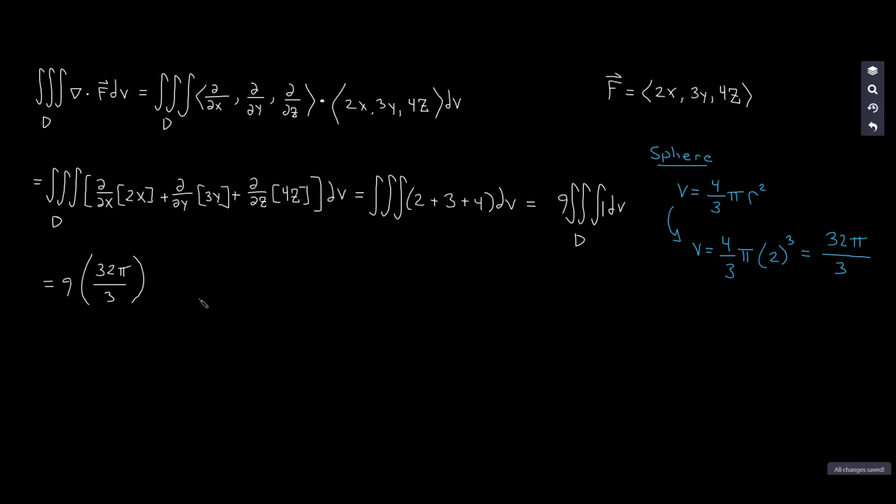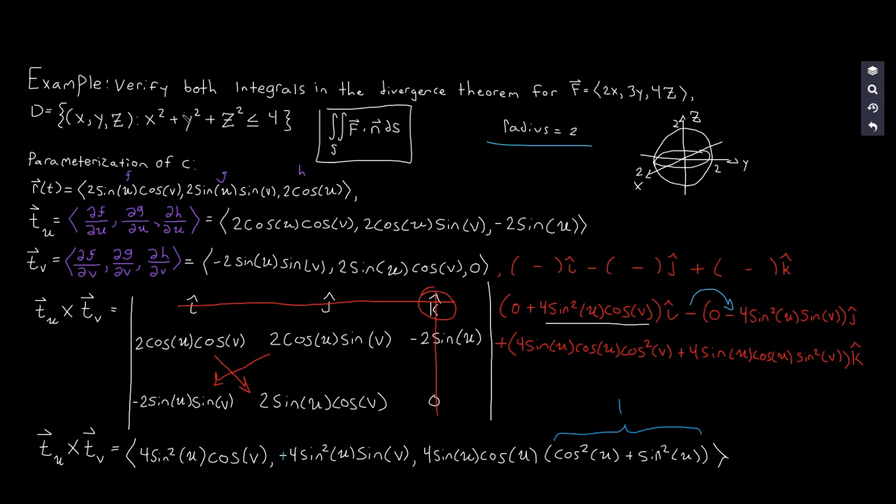And let's see here. 9 times 32 equals 288 pi over 3. And that equals 96 pi, which if you look back to what we just did, you'll notice that these are the exact same answers. And therefore, we've just verified both integrals for this problem in the divergence theorem.